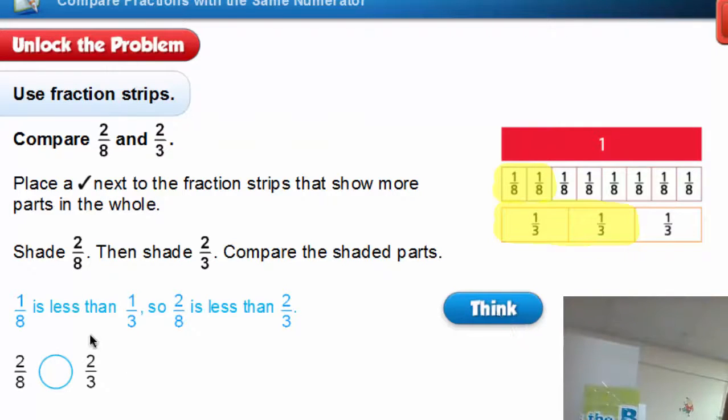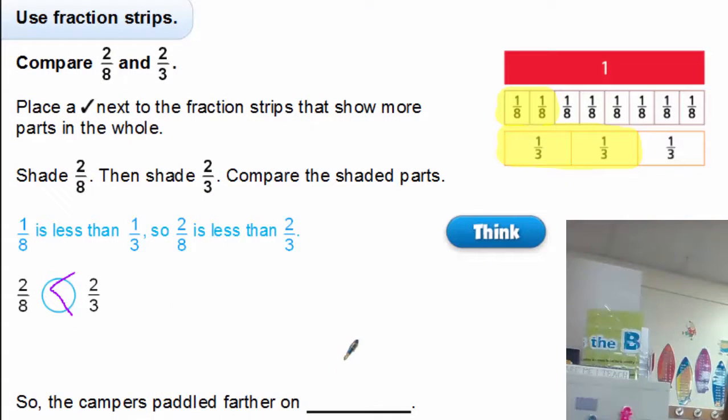So let's think. If 1/8 is less than 1/3, then 2/8 is less than 2/3, right? So we have 2/8. Look at the picture. Is 2/8 greater than, less than, or equal to 2/3? That's right, less than. The thirds are bigger pieces, right? The 8ths are smaller pieces, so 2/8 is less than 2/3. So the campers paddled farther on Sunday.